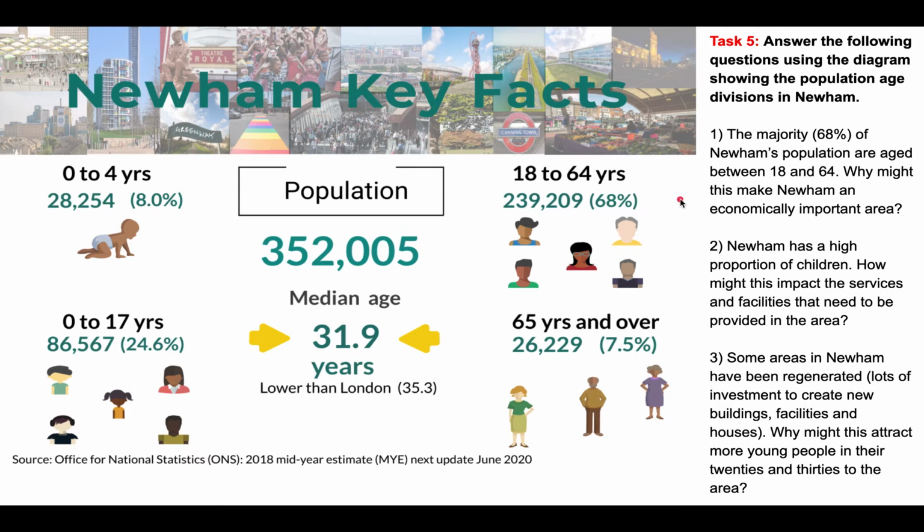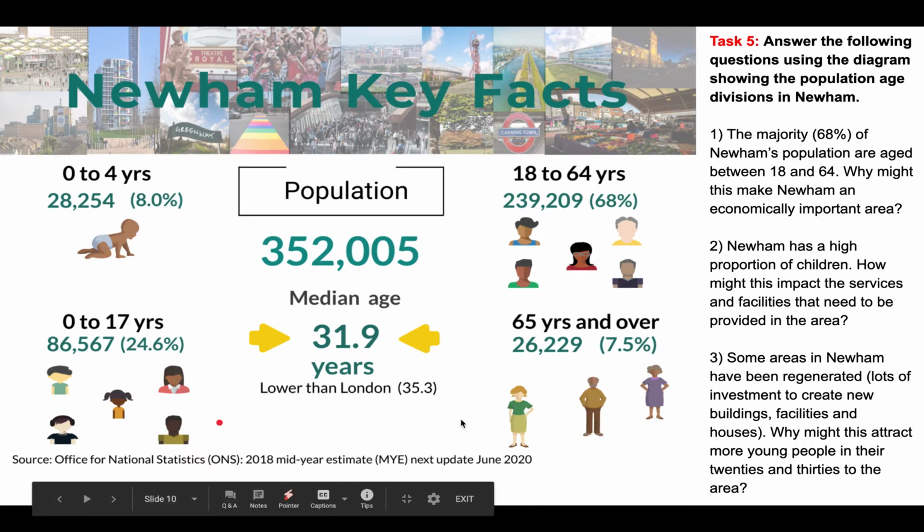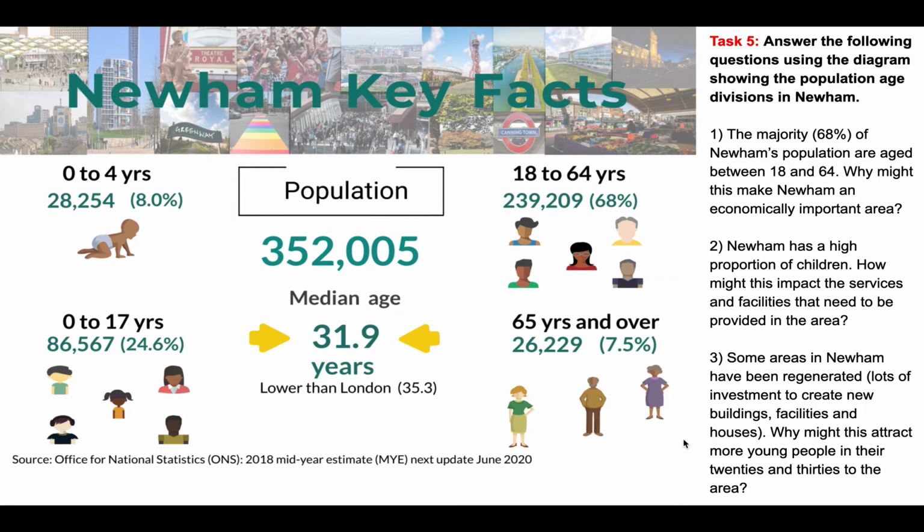Okay. Answering these three questions then, the first question is about why it's economically important to have lots of 18 and 64-year-old people. Thinking about the children, what kind of services and facilities need to be provided for these young children, or even for these children and young people. And then finally, some ideas about, okay, things are changing, things are getting regenerated, improved. Why does that maybe attract more young people in their 20s and 30s to the area? Answering those questions for me, please. Pause the video. Off you go.